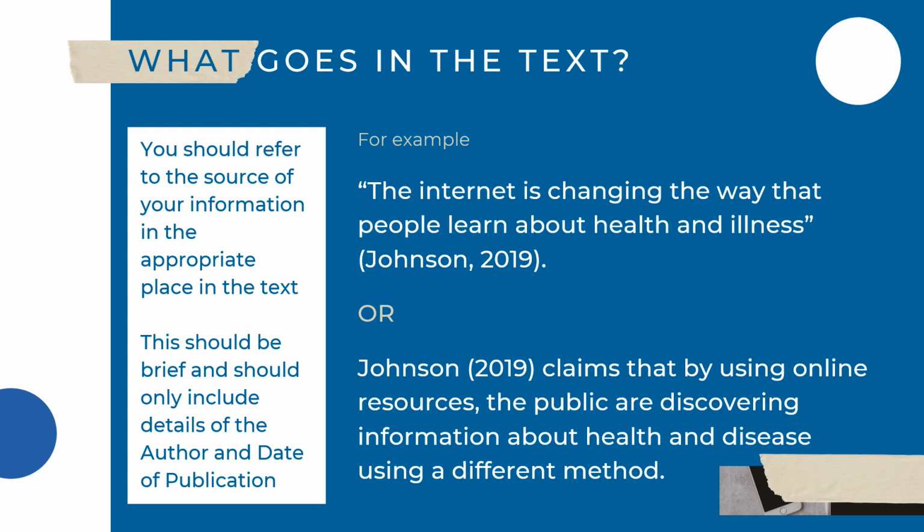Let's start with what goes in the text itself. This is known as in-text referencing. This simply means that you should briefly refer to the original source of your information at the appropriate point in the text. The only information you need in the text itself is the author's surname and date of publication. Any other information will be found in the corresponding entry in the reference list.